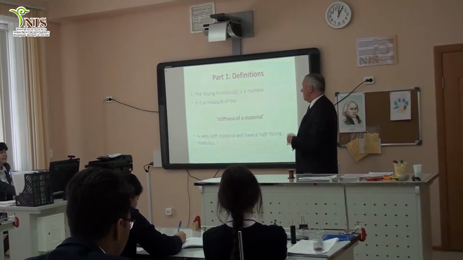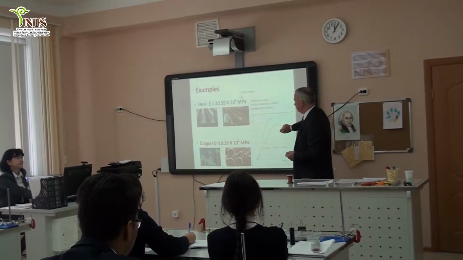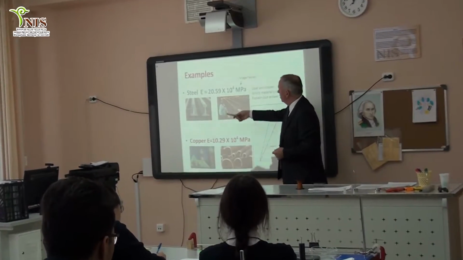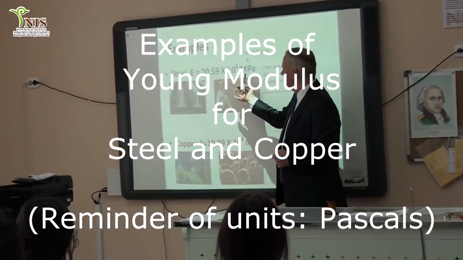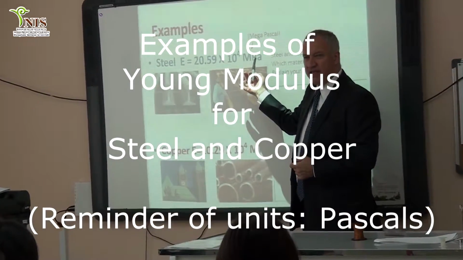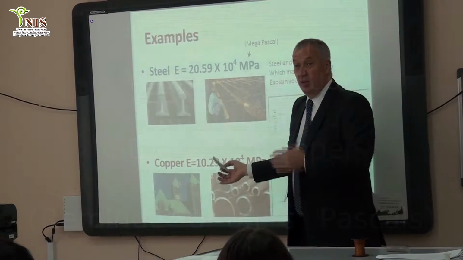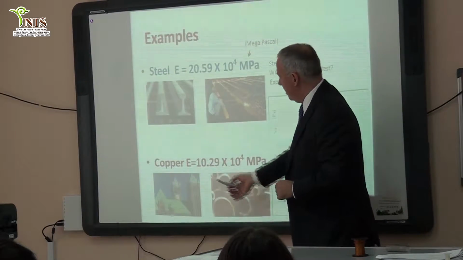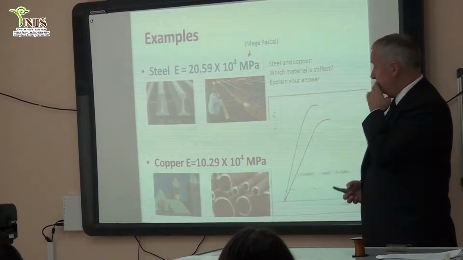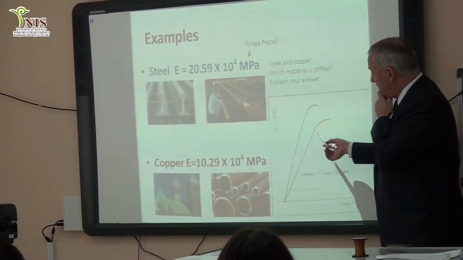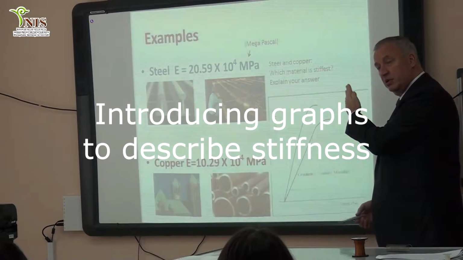So a very stiff material will have a high Young Modulus. For example, steel, look at the number here, 20.59 times 10 to the 4 megapascals. Pascals is the same unit as pressure. Good, well done. You'll see why when you look at the equation. Copper is less stiff, about half of the stiffness. And can you see why we've drawn in here that the blue line is more steep?